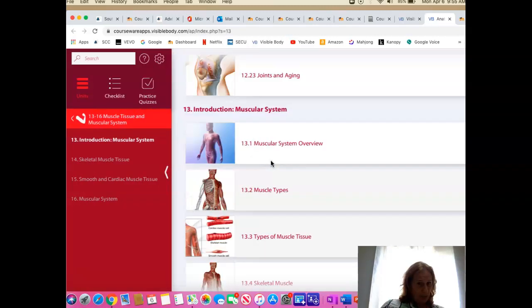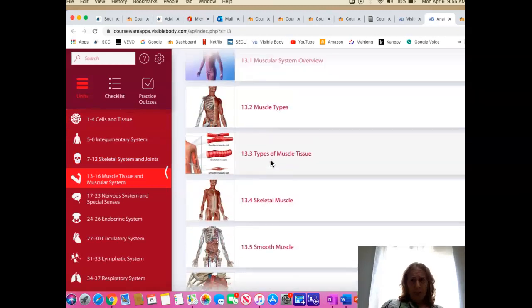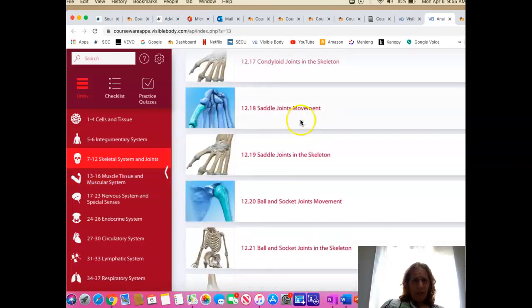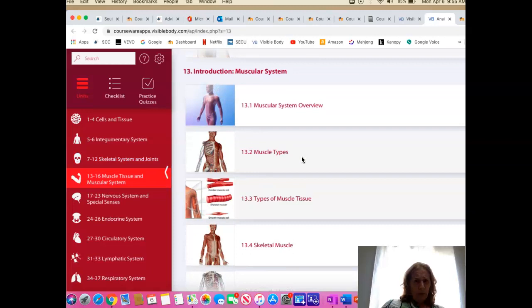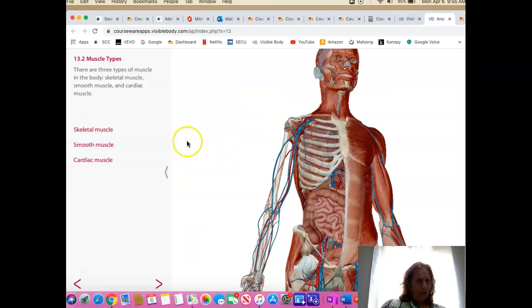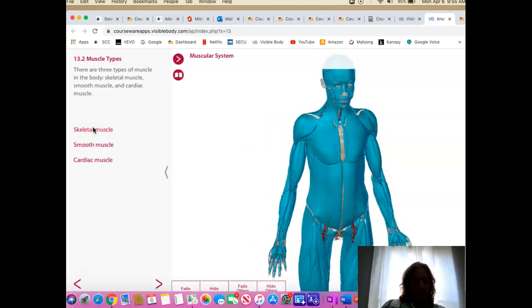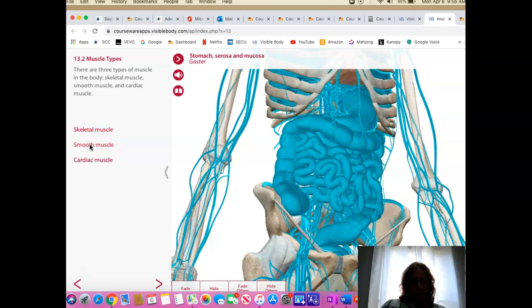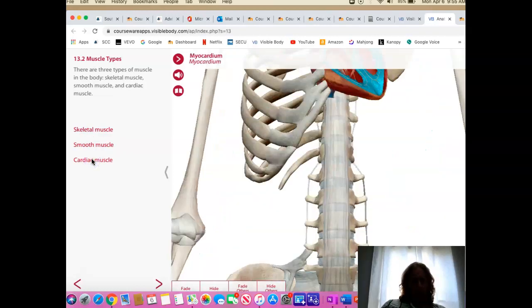Okay. So here we are. And you're going to see these icons over to the right. So there's our joints. You probably are pretty familiar with this at this point. This muscle types here is going to show a 3D model. And I just want to point out that when you have a 3D model, you come over here to the left and those numbers, those letters and those terms in red, you click on one term and it will show you the system: skeletal muscle, smooth muscle, and cardiac muscle.